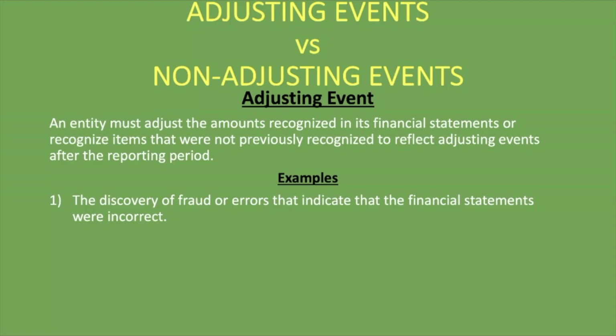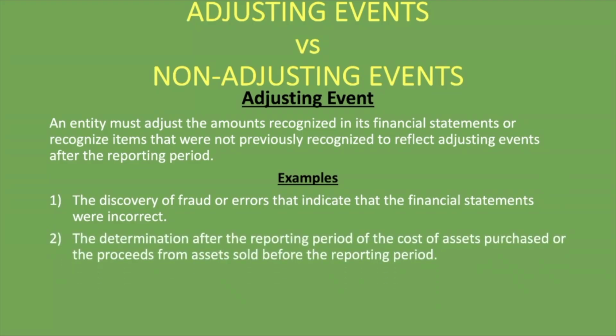But let's say in March, we discover that there was fraud that was committed. Well, that means we have to make adjustments to our financial statements because the fraud existed at the end of the financial period. Or we made errors, for instance, in how we accounted for some figures. Well, that means that we have to adjust our financial statements because it's an adjusting event. If it occurred at the end of the financial period, then that is what we have to do.